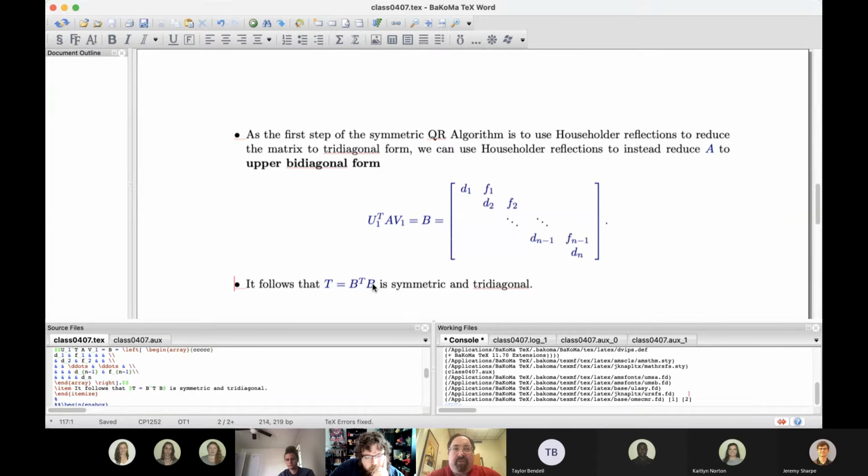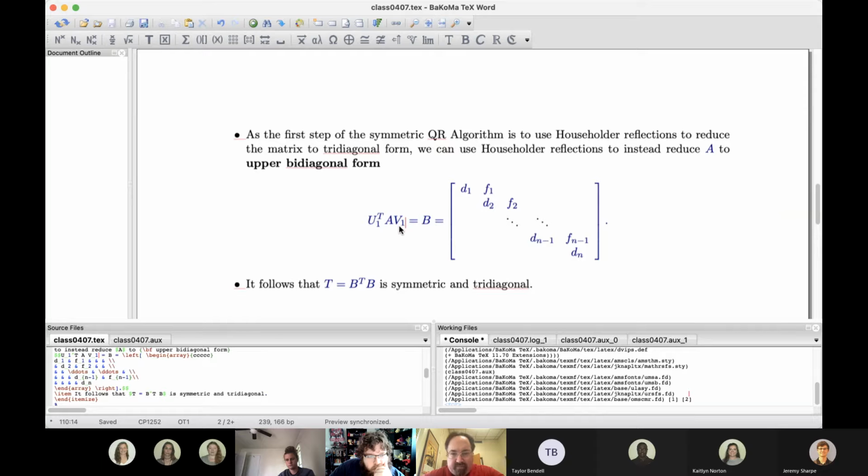So instead of forming A transpose A and reducing it to tridiagonal form, we apply Householder reflections to A, only A, to make it bidiagonal, and then we sneakily get T. Now, the reflections applied here from V1 are the transformations that we would be using if we were actually applying a symmetric QR algorithm to A transpose A. But we're just applying them to A instead.